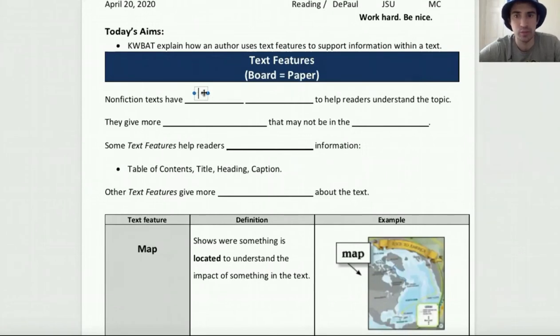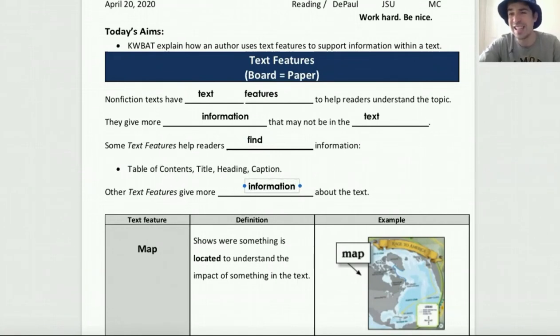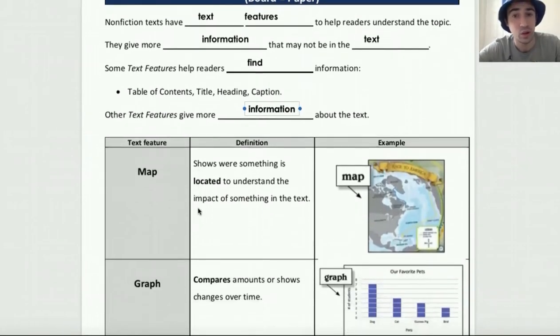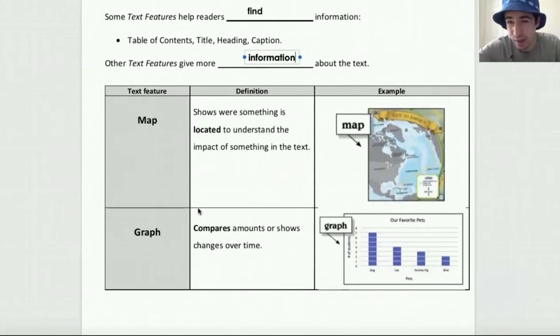Text features help readers understand the topic, and they give us more information that might not already be in the text. There are two different types of text features though. There are the text features that help us find information, like our table of contents, our heading, and our caption. And then there are other text features that give us more information in addition to the text. Today, we're going to talk about the second type of text features, the ones that give us more information. We're going to focus on four main types of text features.